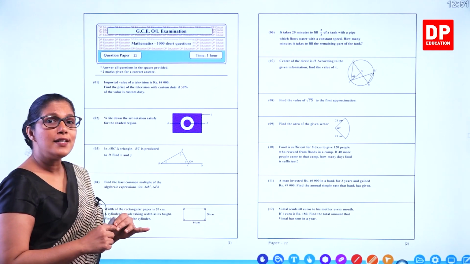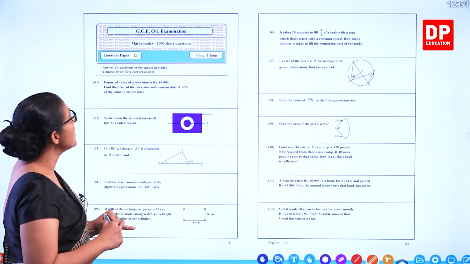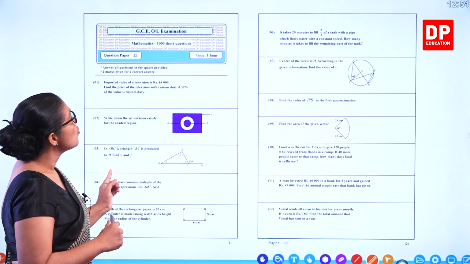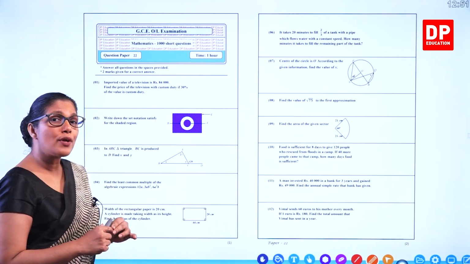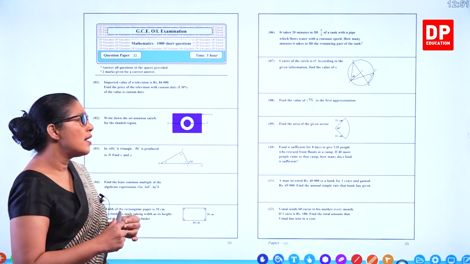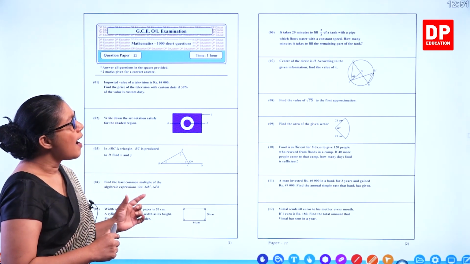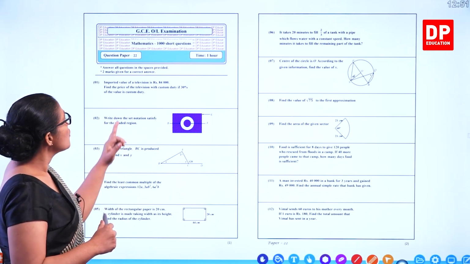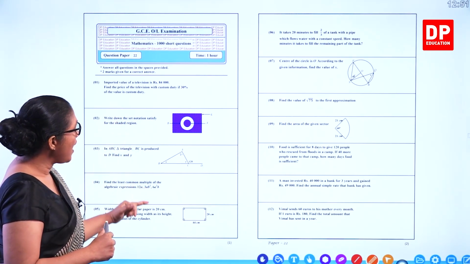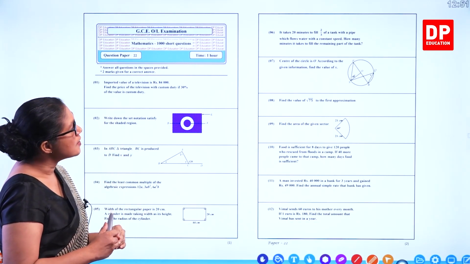So we covered already 21 papers. This is also a 1 hour paper, 25 questions. That means you can spend 2 minutes per question, and the last 10 minutes you can check your answers. Spaces are provided, so you can give the answers in the spaces provided.